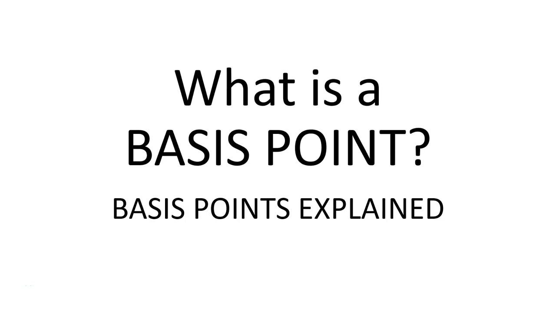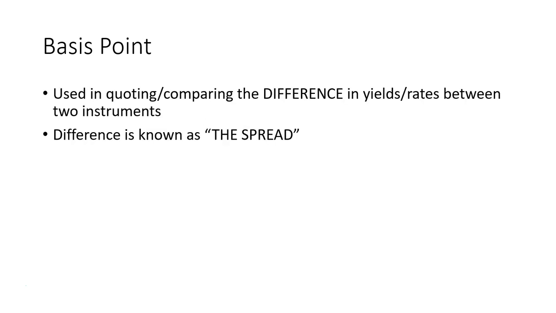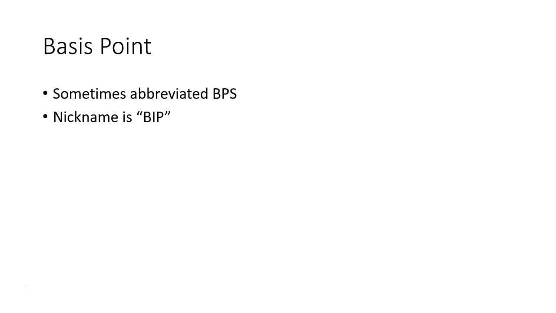Basis Points Explained. A basis point is the smallest unit of measure on yields or interest rates. It's used in quoting yields or changes to yields on debt instruments like bonds. A basis point is also used in quoting interest rates or changes to interest rates on things like mortgages. A basis point is also used in quoting and comparing the difference in yields or interest rates between two instruments, and this difference is known as the spread.